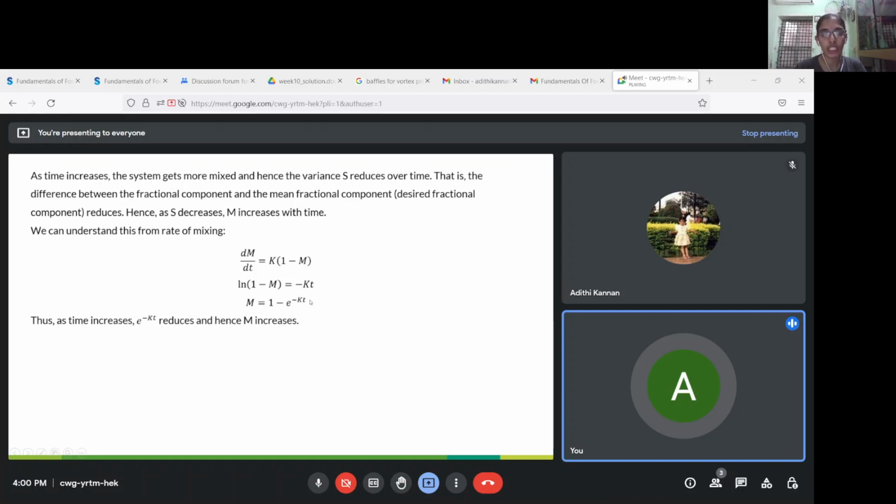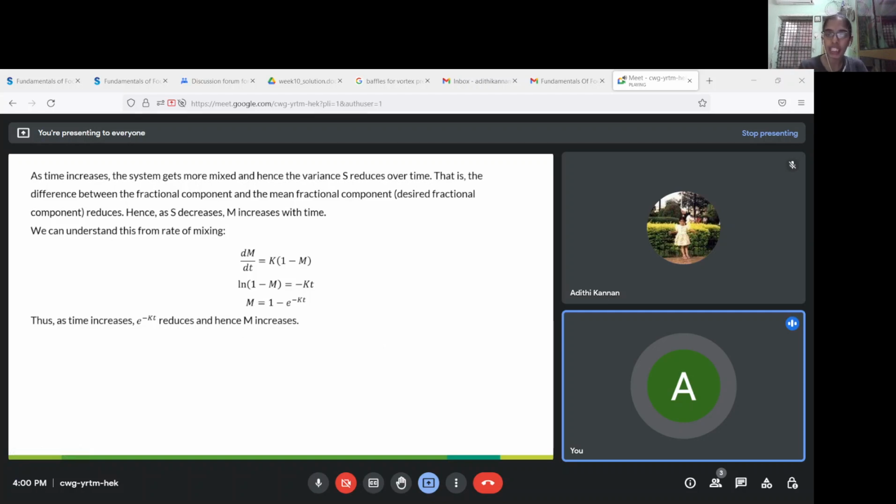So here you can see from this equation also you can find out what happens to your mixing index when time increases. So if you look at this equation, if time increases, this particular value goes down. That is, e power minus kt reduces, and hence 1 minus e power minus kt will increase, which is your m. So hence m increases. So you will have your m varying between only 0 to 1.